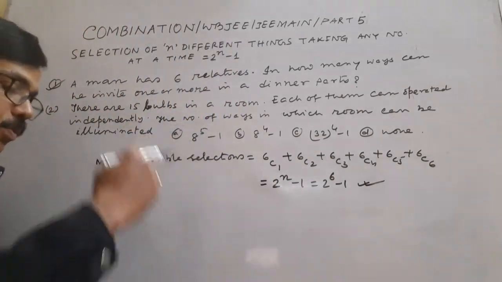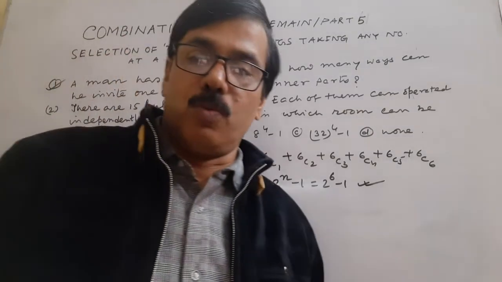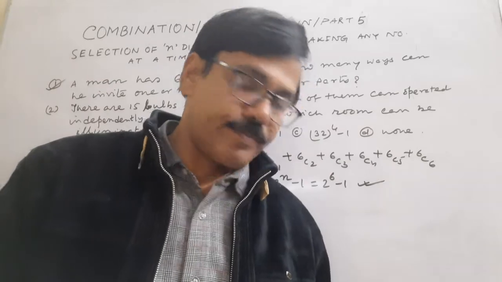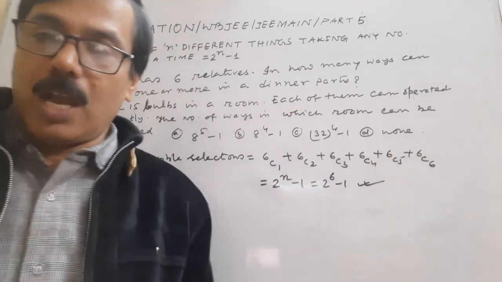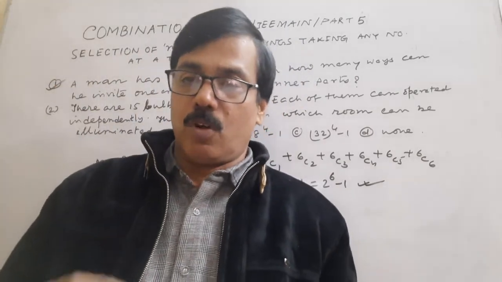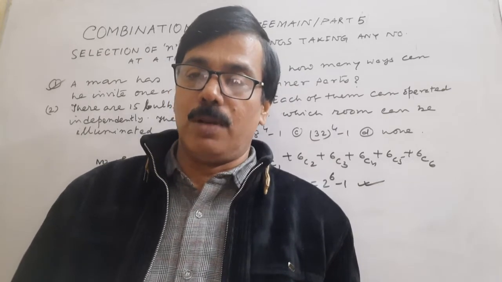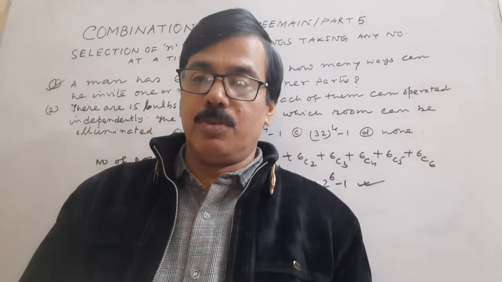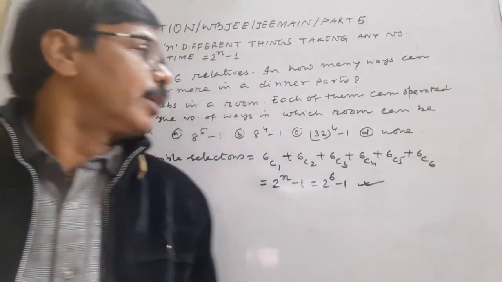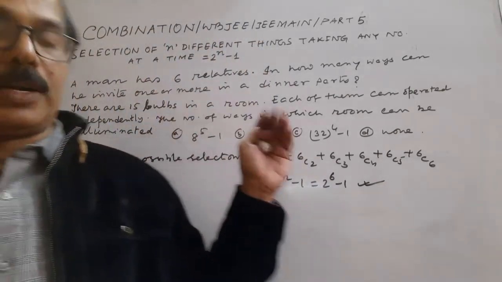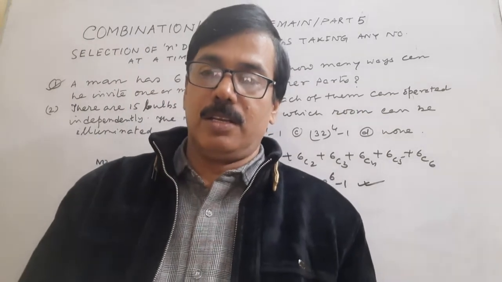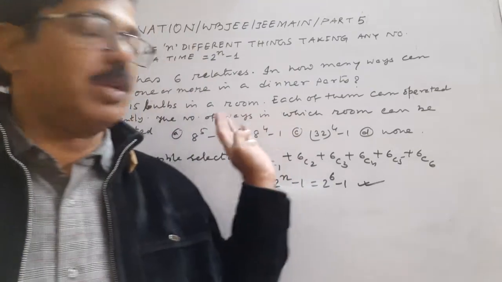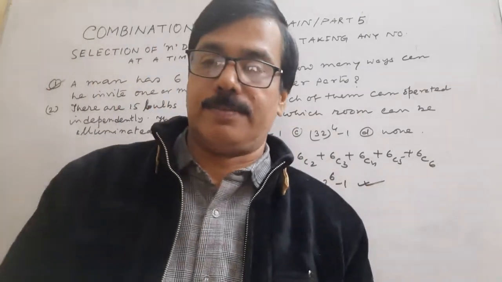So this is also a problem of WBJEE. Very simple problem. So I am discussing combination, the chapter, the problems of combination, by dividing it into several parts. I will take 10 to 12 classes for this chapter.